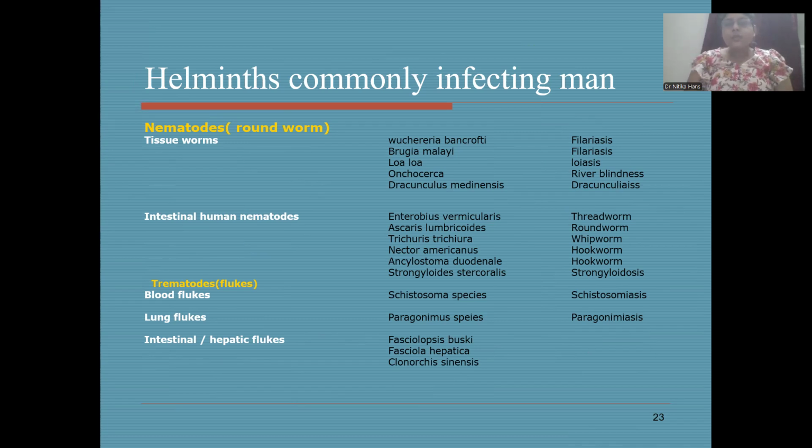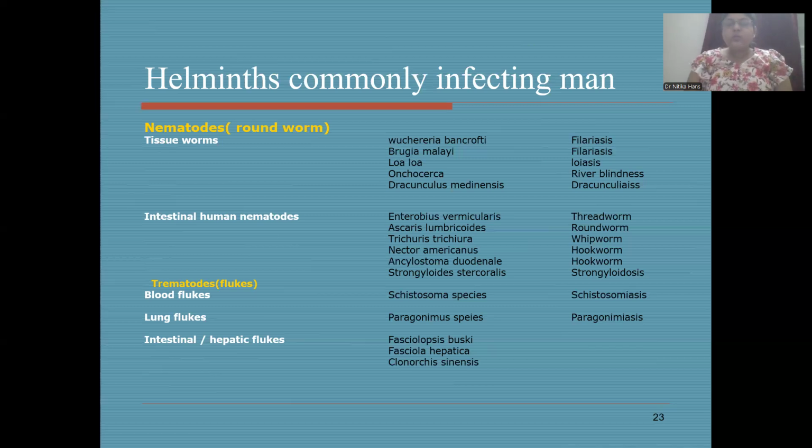Intestinal human nematodes are Enterobius vermicularis, Ascaris lumbricoides, Trichuris trichiura, Necator americanus, Ancylostoma duodenale, and Strongyloides stercoralis. Enterobius vermicularis is known as the threadworm, Ascaris lumbricoides is known as the roundworm, Trichuris trichiura is known as the whipworm, Necator americanus is known as the hookworm, and Ancylostoma duodenale is also known as the hookworm, and Strongyloides stercoralis causes strongyloidiasis.